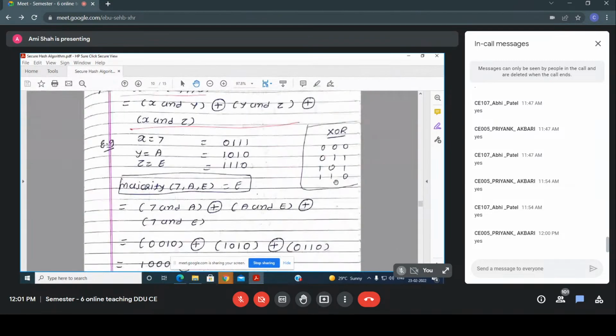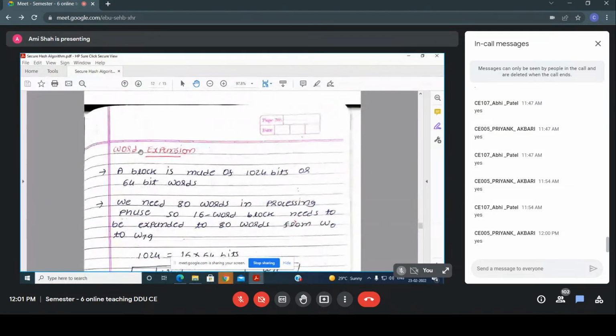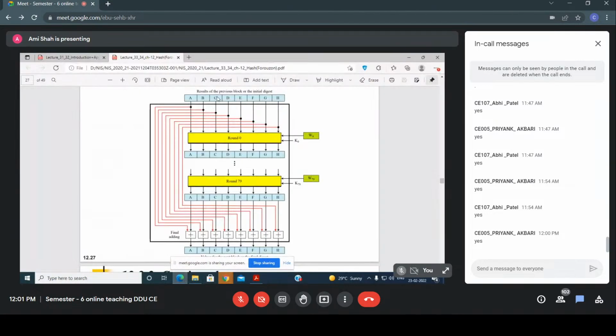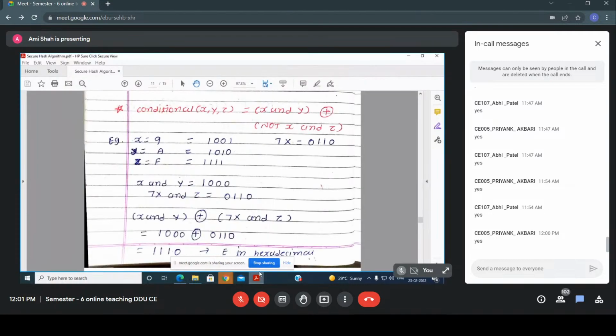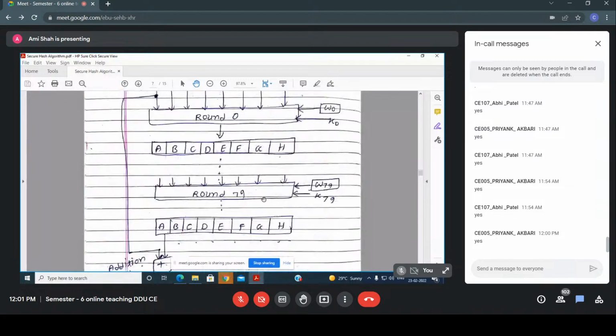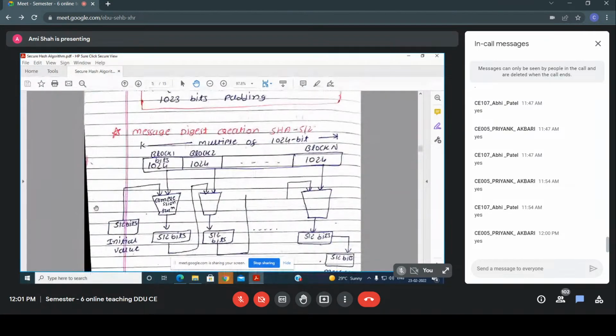Now once it is done, the next topic is word expansion. When you observe this figure, I will explain again. In this figure, let's start with the initial value. From the initial value, all of you know that a total of 80 rounds are there, and after the 80 rounds I am getting 512 bits.